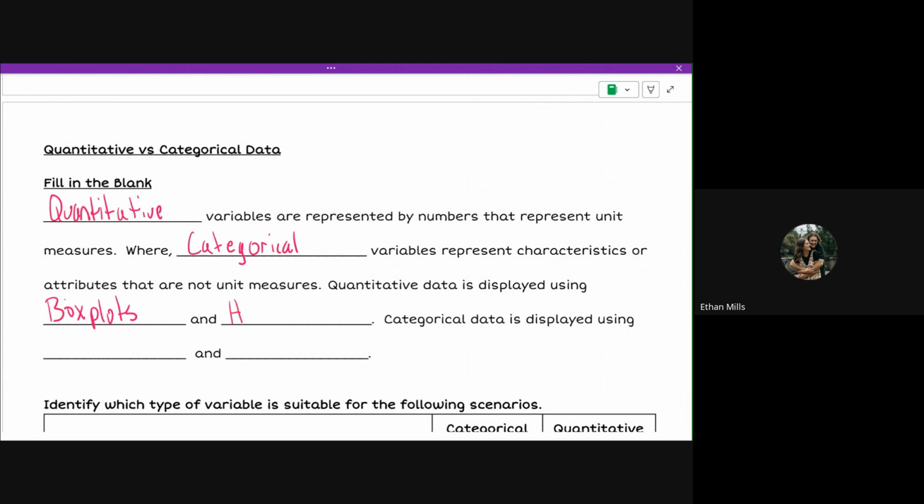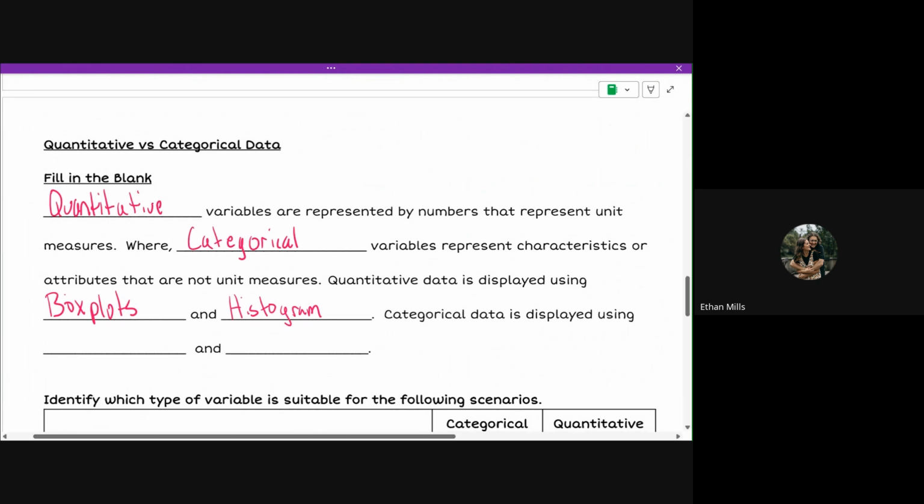Is histograms. Again, don't freak out if you don't know what a histogram is. We did talk about it a little bit, so you should have a general knowledge, but it won't be on your quiz tomorrow. And then it says categorical data is displayed by using blank and blank. So for that, we use pie charts and bar graphs. So there's all our vocabulary we will need.